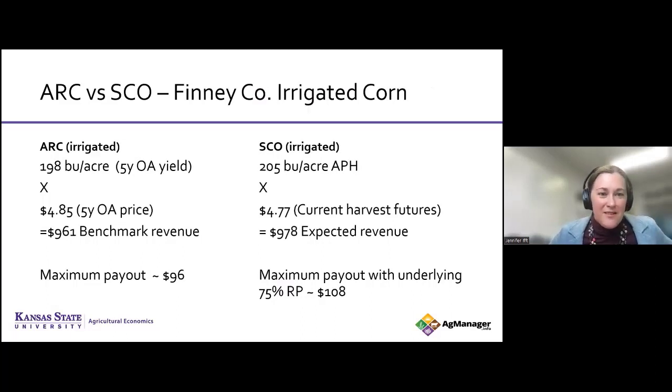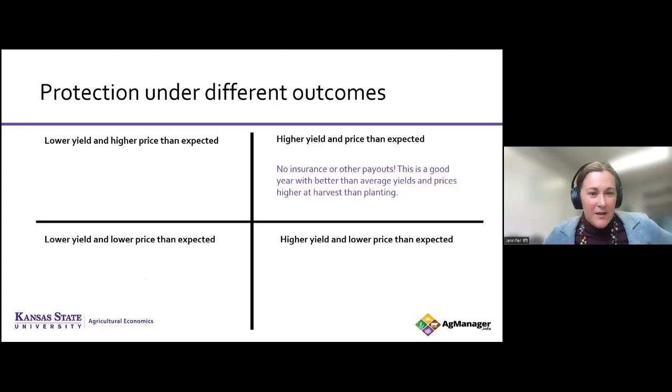I plugged the same thing into Finney County. These weren't cherry picked. These were the counties and crops I used last year for my examples. ARC irrigated, maximum payout $96 an acre. SCO, similar policy, you're looking at about $108 per acre. So, a lot of factors go into these things, but broadly this year, those guarantees are going to be pretty comparable. So I did prepare a visual of what that protection looks like under different outcomes.